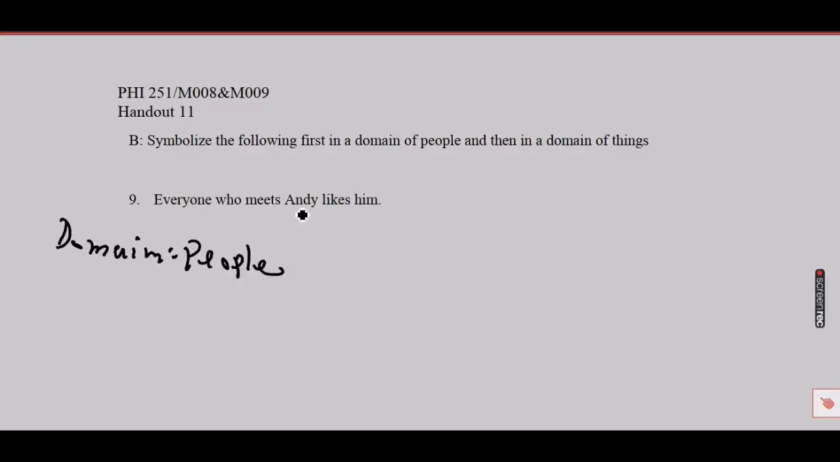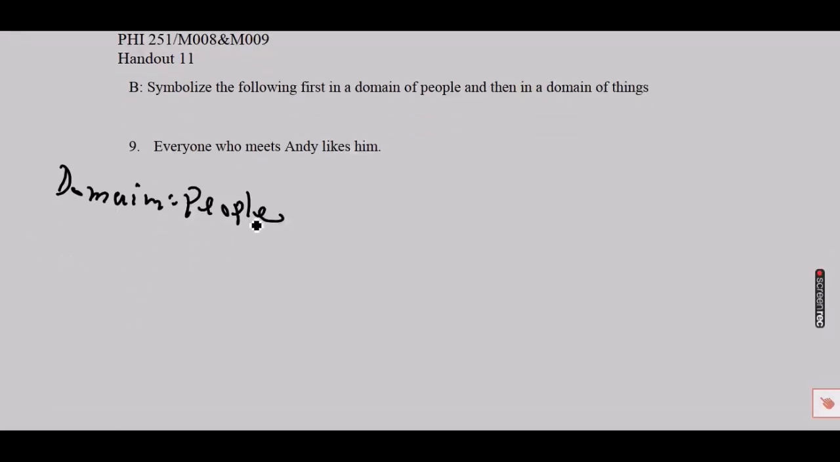So we have everyone who meets Andy likes him, right? So the sentence is a universal. The restrictor is, it's about people who meet Andy. That's the restrictor. And the main is that the thing that we are saying about them is that they like Andy. And of course, we're going to use a universal. So we go for all X in the domain of people. The restrictor is that X meets Andy.